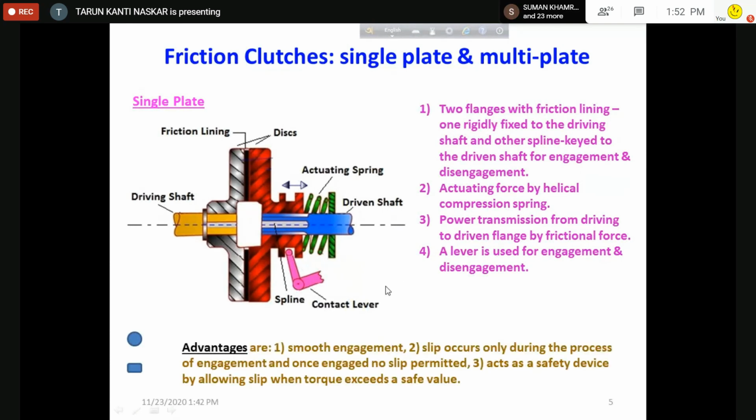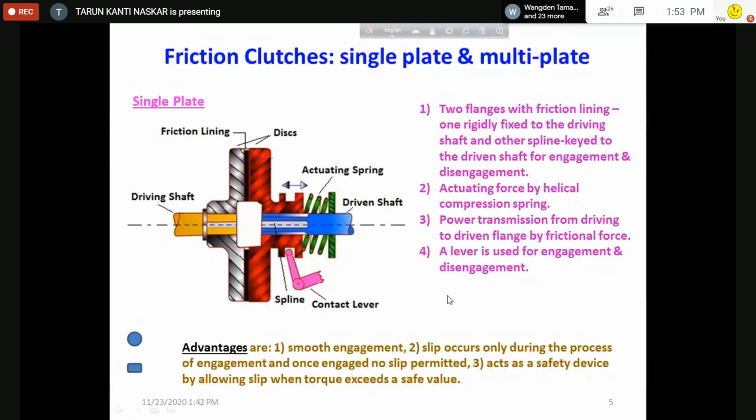Now advantages: smooth engagement. Slip occurs only during the process of engagement. That means when engagement is not completely done, while it is in the process of engagement, there is slip. That means there is relative velocity. But when it is completely engaged, there is no slip. No slip is permitted when it is completely engaged. It acts as a safety device by allowing slip when torque exceeds the safe value.